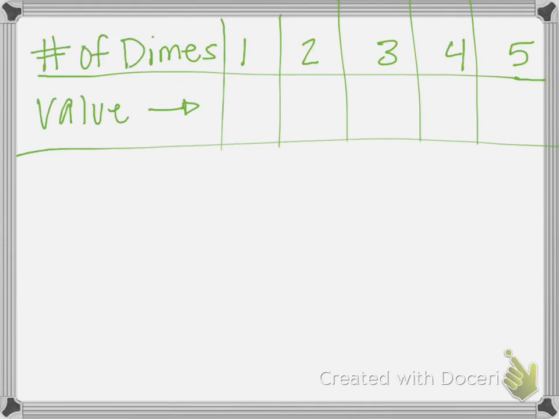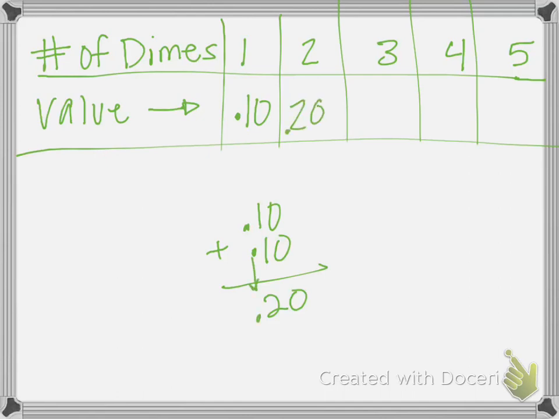Okay, so I'm going to show you kind of a shortcut. So we know that one dime is written as 0.10. It's 10 cents. So 2 dimes, we're just adding them up, and that gives us 20. We drop down our decimal. It would give us 20 cents. When you have 3 dimes in your hand, you have 30 cents. When you have 4 dimes, you have 40 cents. And when you have 5 dimes, you have 50 cents.